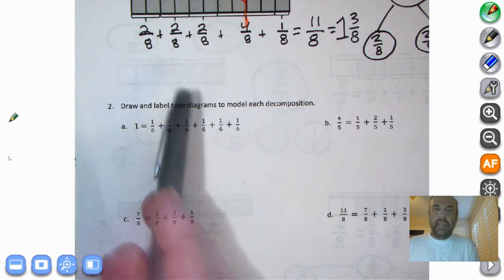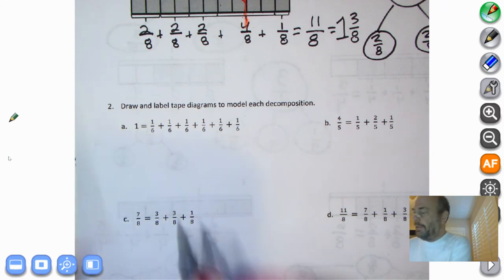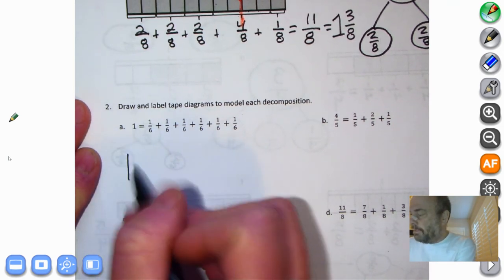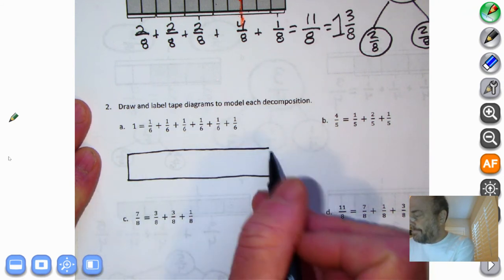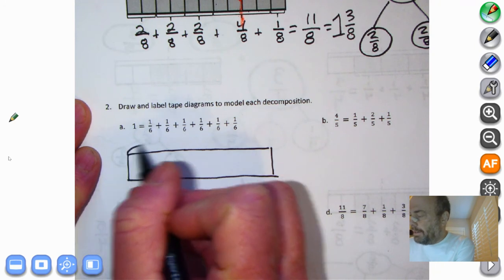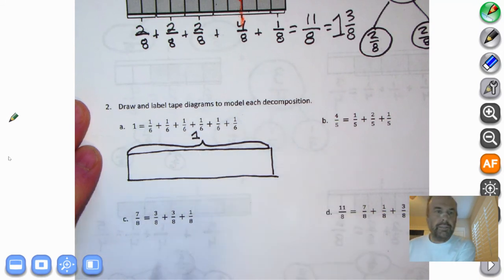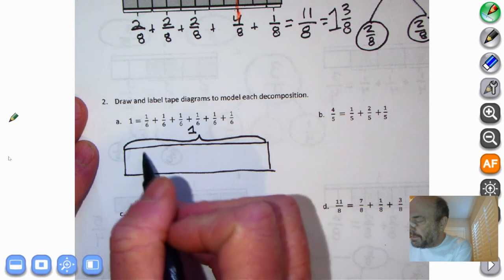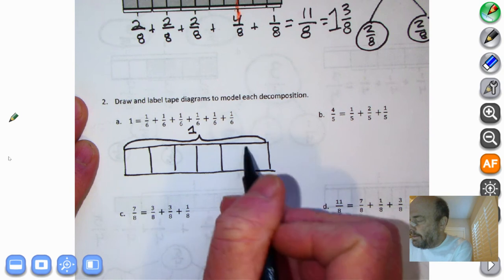It says draw and label tape diagrams to model each decomposition, where we decompose the number one, or a fraction. So let's say we have one whole. Let's make this a one whole. This is going to represent one. They never give us enough room to do these. And what do we break this into? We broke it into 6 parts. 1, 2, 3, 4, 5, and 6.